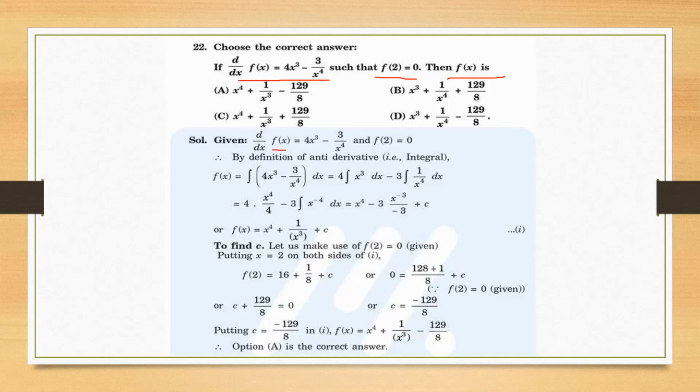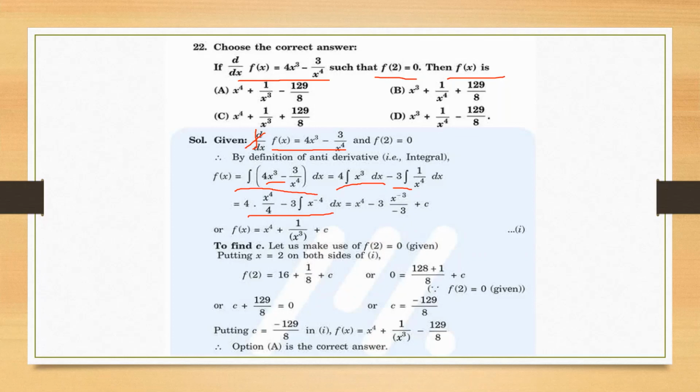So again, how to integrate? Take 4 outside, integral of x cube dx, minus 3, and 1 upon x4 should be written as minus 3 x raised to power minus 4. Remember that. Now apply the power rule. It is x raised to power 4 by 4, and 4 and 4 cancel, so it is just x4. And it will be minus 3 times x raised to power minus 4 plus 1 upon minus 4 plus 1. Okay, this is the function which I get.